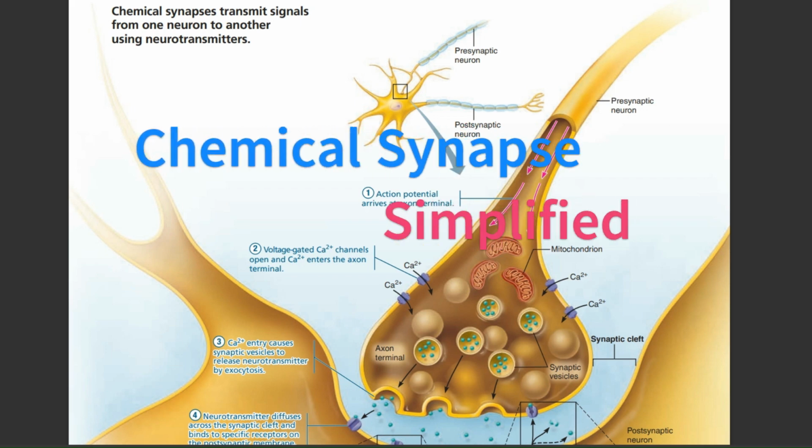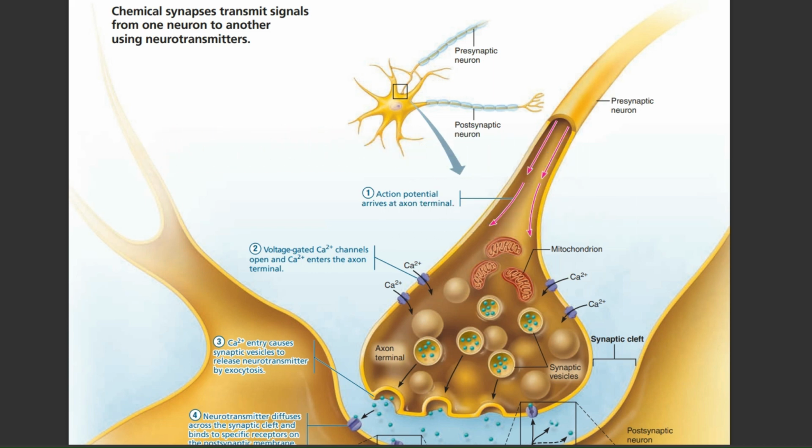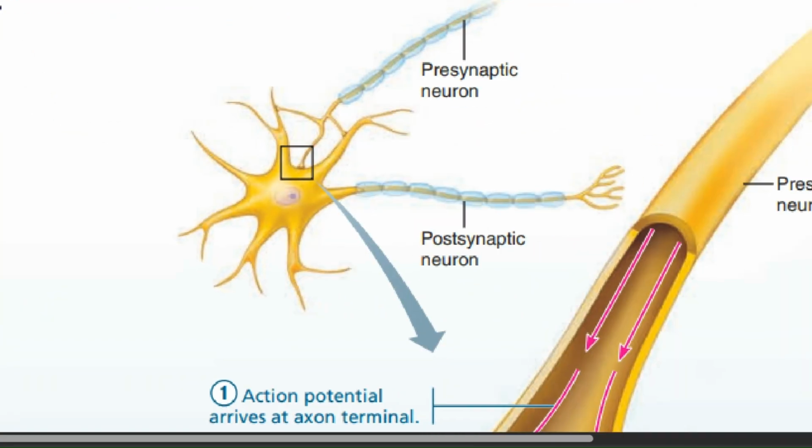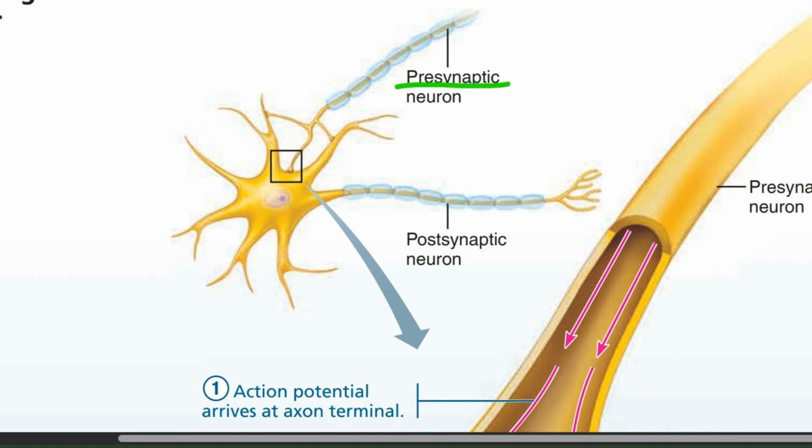In today's video, I'm going to be explaining the chemical synapse, which is the place where two neurons communicate. So let's see. This is the first neuron, which will send the message to the other neuron. We call it the presynaptic neuron. And this one is the postsynaptic neuron. And we have here the synapse. Okay?